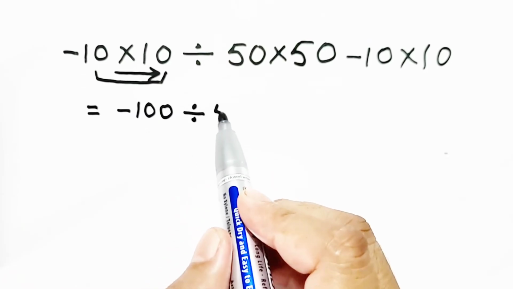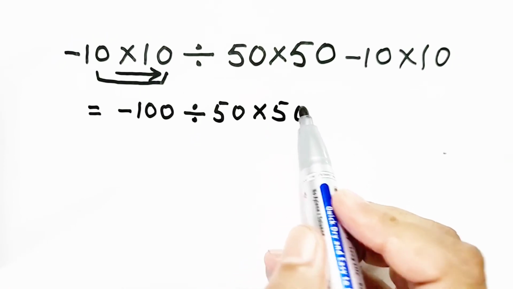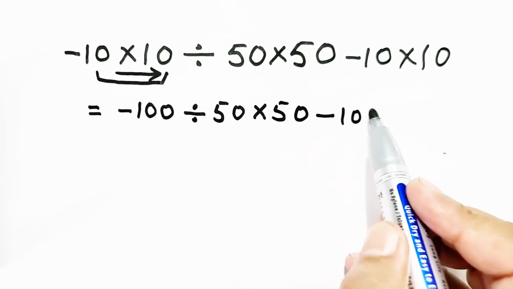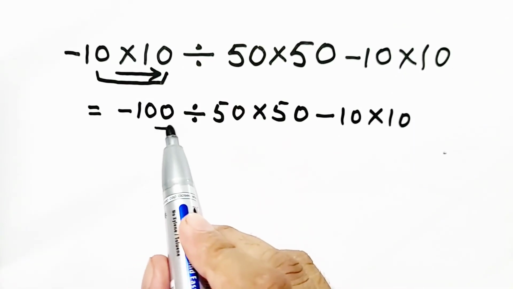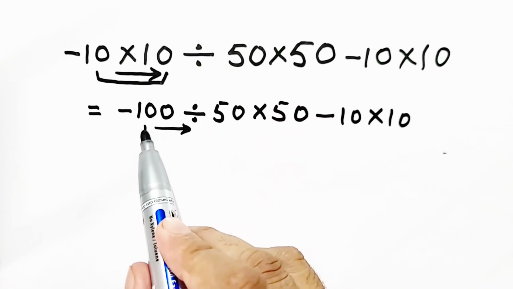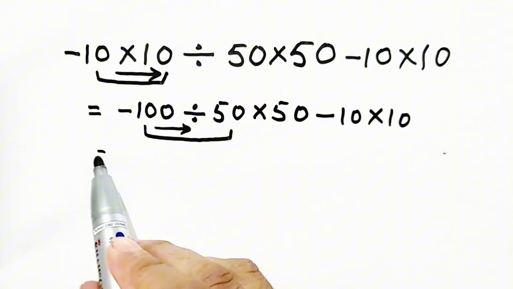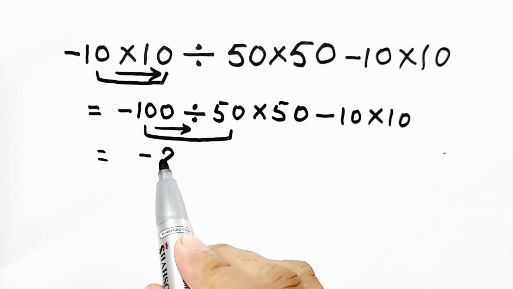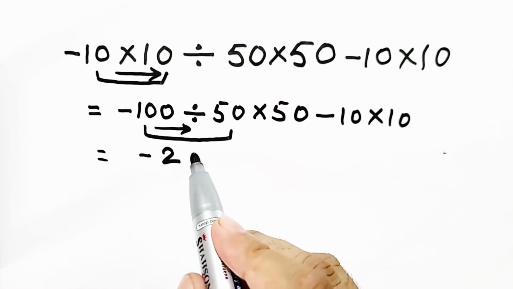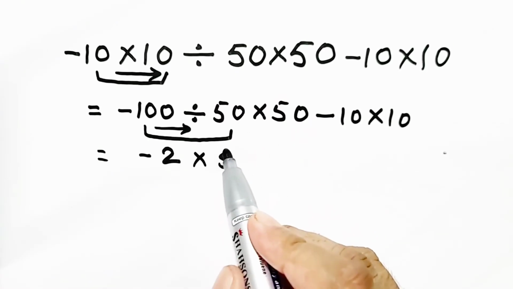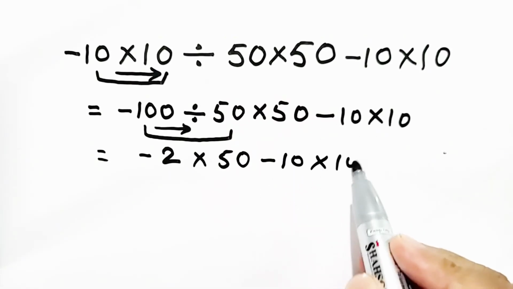divided by 50 times 50 minus 10 times 10. Now, again, we have to move from left to right, so minus 100 divided by 50, we will get minus 2. Because minus 100 divided by 50 is equal to minus 2 times 50 minus 10 times 10.